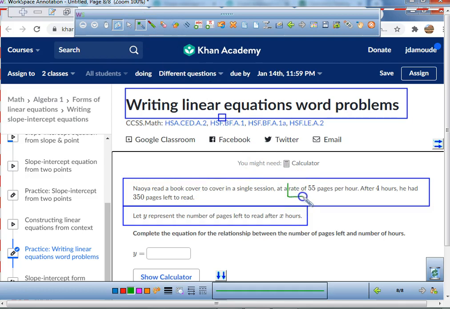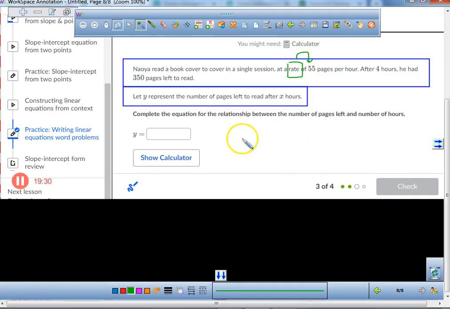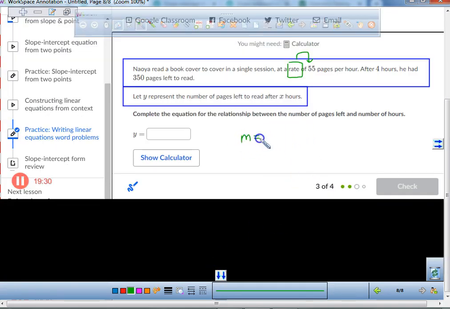Key word, guys. Anytime you see the word rate, what does the rate always deal with? Slope. Now listen, I'm going to put M equals 55. But wait a second. After 4 hours, he had 350 pages left to read. So our slope's not going to be positive 55. It's going to be negative 55 because it's talking about pages left to read.